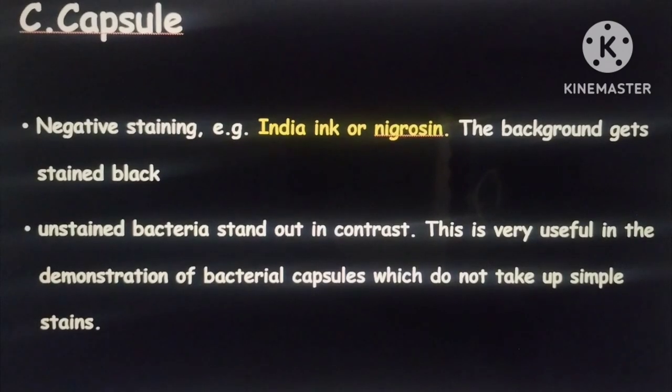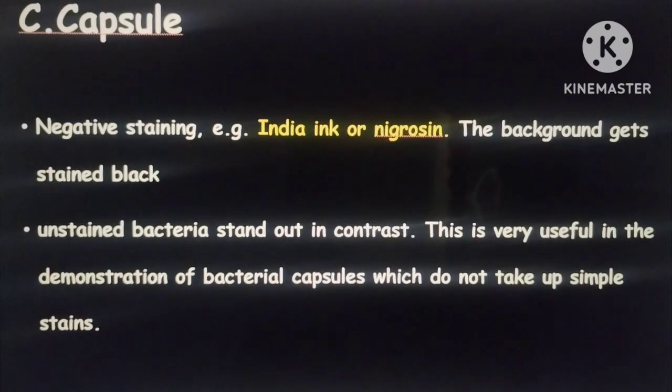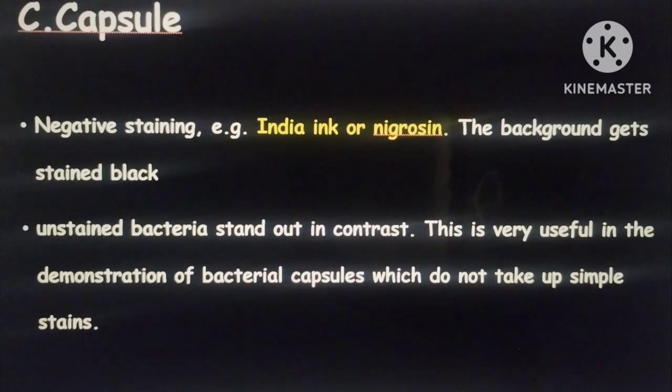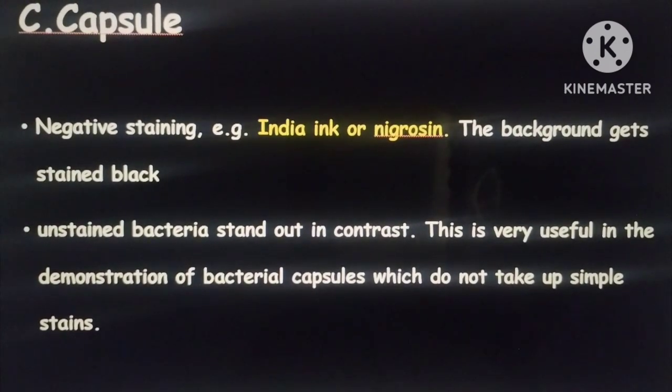Okay. So in this what will happen is the background will usually be black in color, whereas the organism will remain unstained, so that it will be refractile. Okay, and this is mainly useful for the demonstration of the capsules. So always remember the capsule staining is by negative stain, that too India ink and nigrosin.